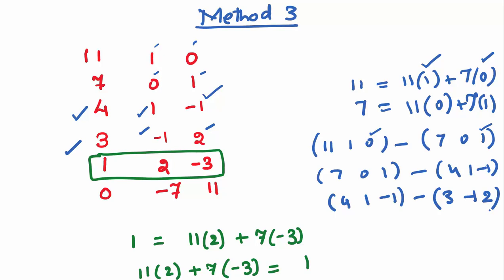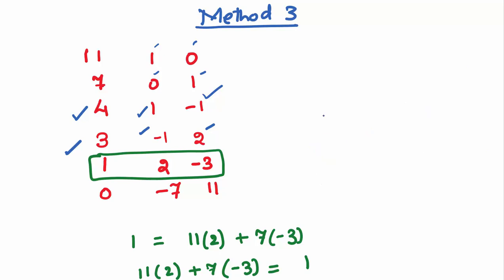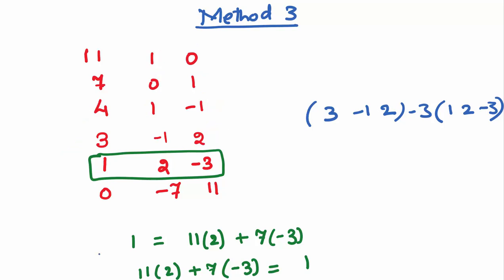The moment you get 1, you stop. Just to explain what we do, let me clear this. If we subtract 3 times 1, 2, minus 3 from 3, minus 1, 2, you will get 0, minus 7, 11. So 0 means we cannot go any further. Come back to the values 1, 2 and minus 3. Now 1 is the GCD. So 1 is the GCD: 11 times 2, this coefficient, plus 7 times minus 3.